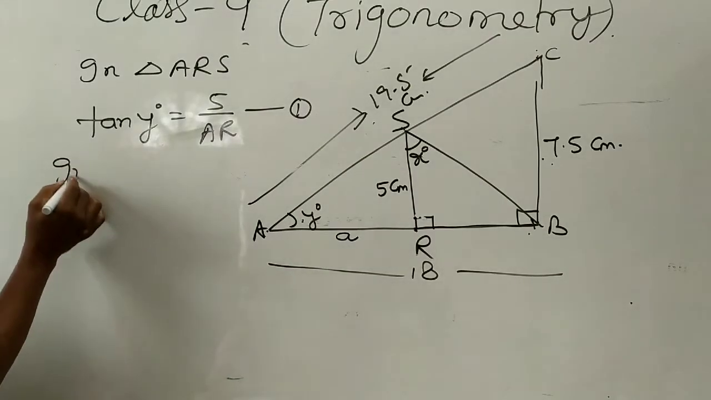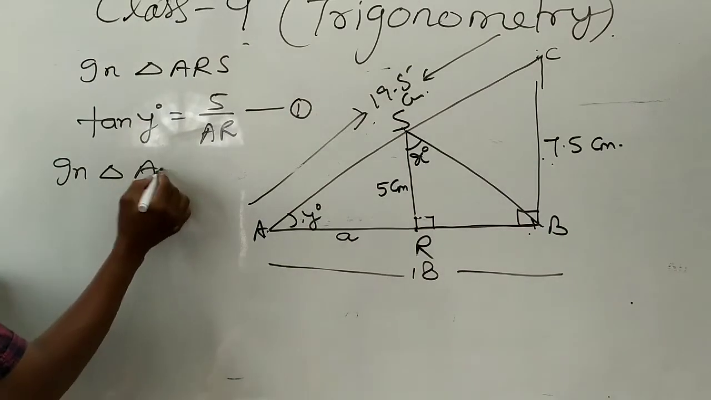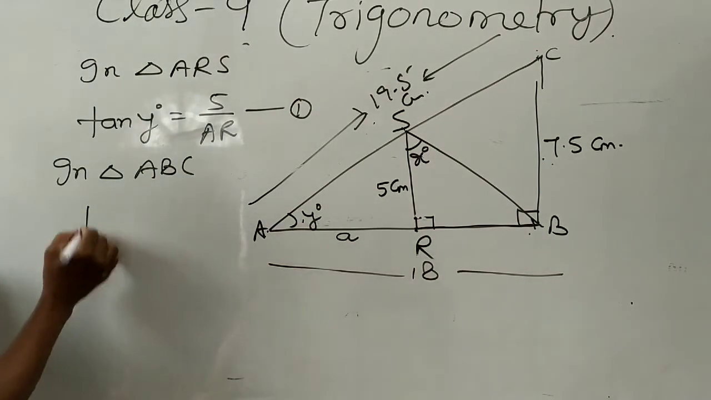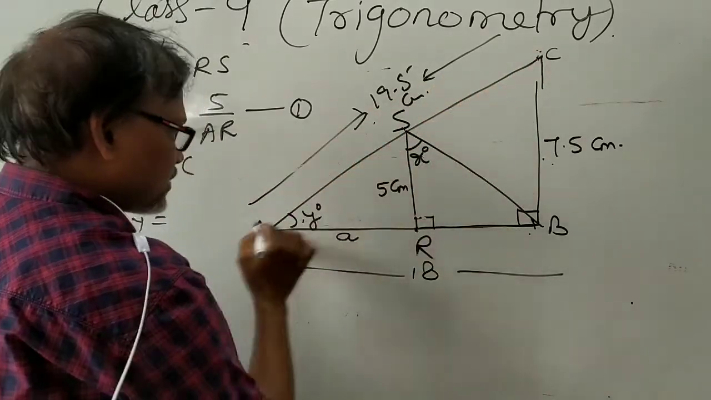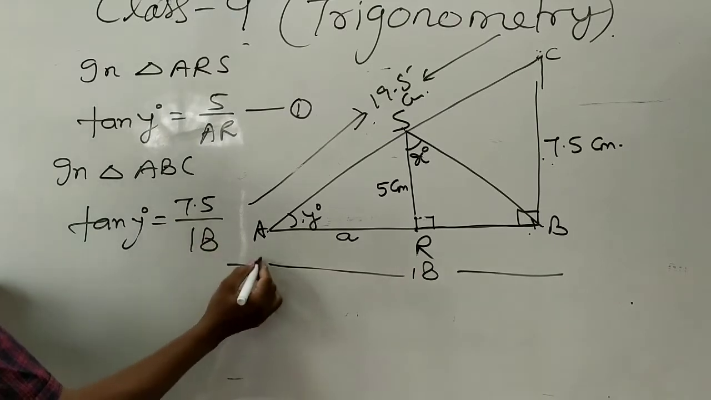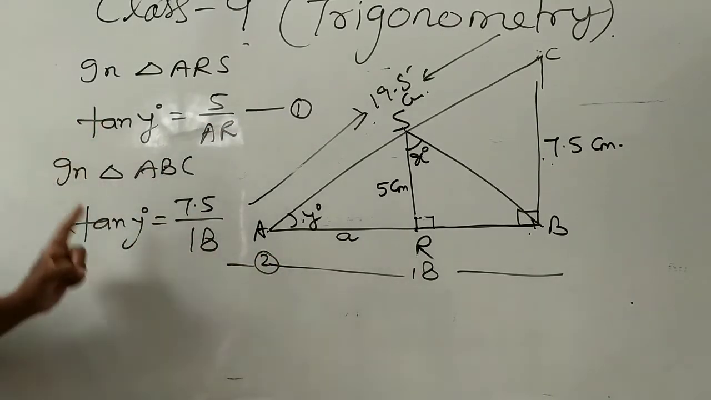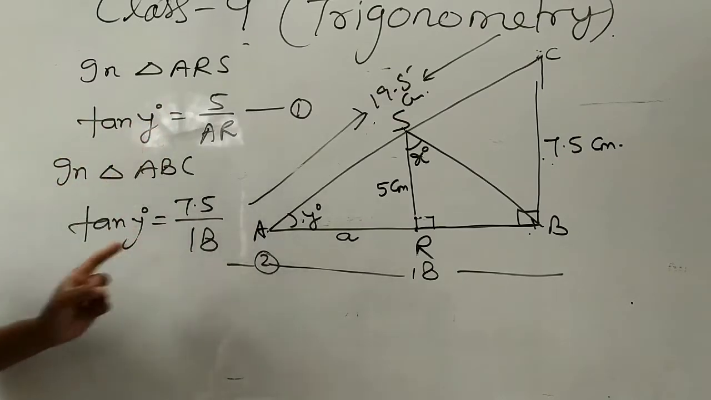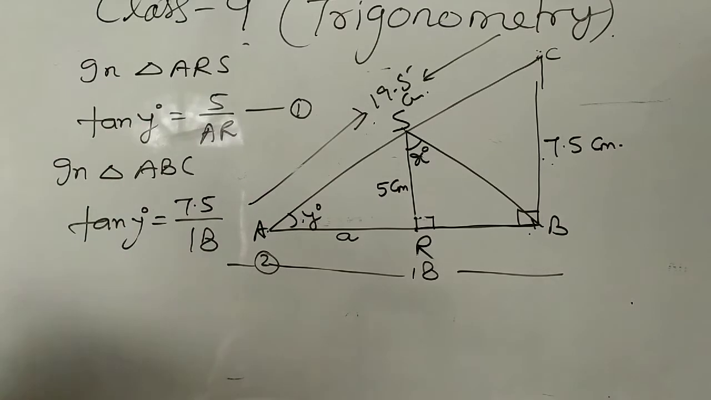सिमिलरली इन ट्राइंगल, फुल ट्राइंगल ABC, again tan y is equal to, can you find the tan y? परपेंडिकुलर अपॉन बेस फुल, यानी 7.5 अपॉन 18. इक्वेशन नंबर 2. Equation 1 and equation 2 both are equal to tan y. It means you can take equal 5 upon AR is equal to 7.5 by 18.